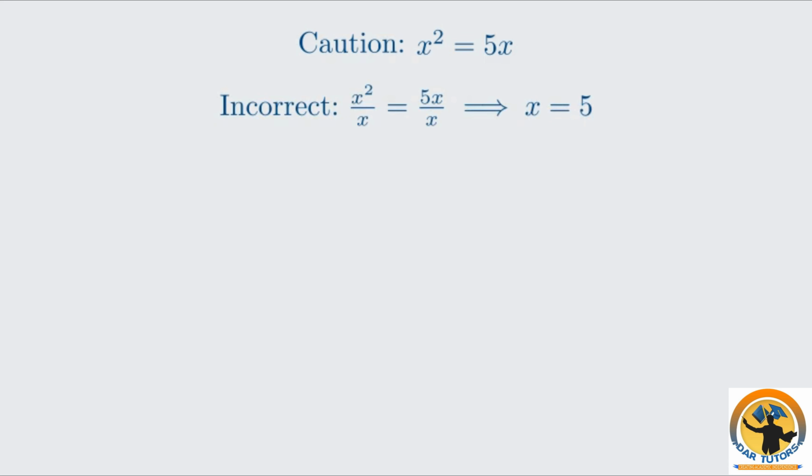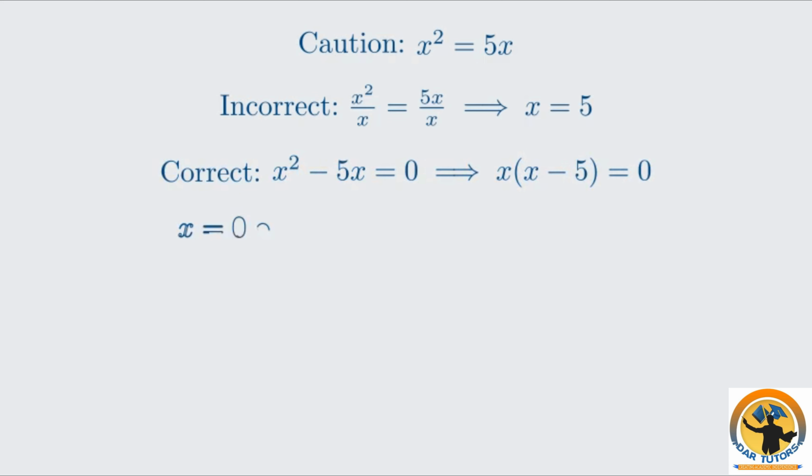By dividing by x, we implicitly assumed x is not 0, and in doing so, we lost the solution x equals 0. The correct method is to rearrange the equation to 0 and factorize. Subtracting 5x from both sides gives x squared minus 5x equals 0. Factoring out x gives x times the quantity x minus 5 equals 0. Applying the null factor law, we find the two correct solutions, x equals 0 and x equals 5. Always rearrange to 0 before factorizing to avoid losing roots.